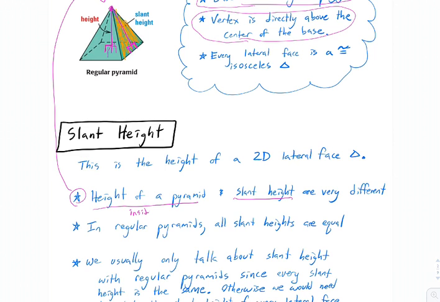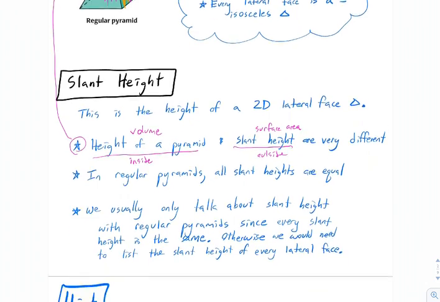This one's inside, this one's outside. We use this one for volume, and we use this one for surface area. Okay, so just make sure you understand the differences between those.